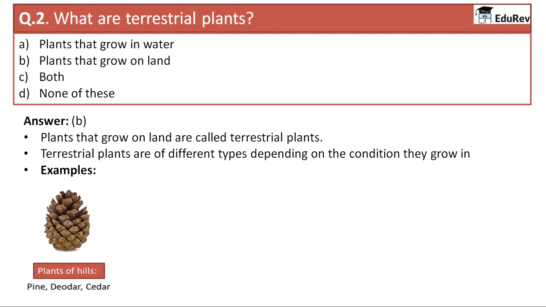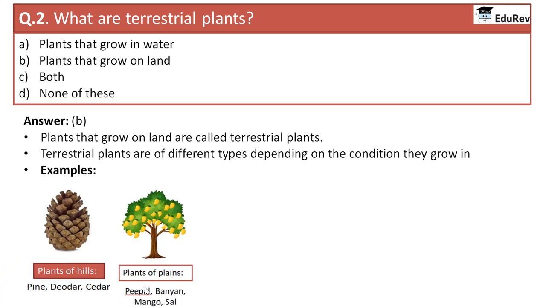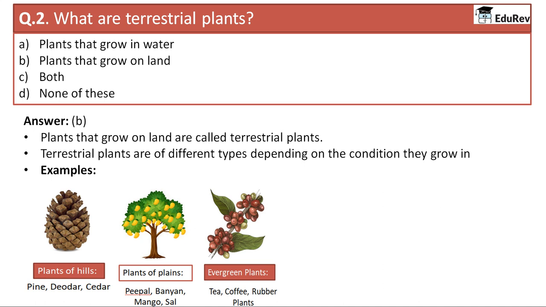The first type of terrestrial plants is plants of hills, which are found on mountains. For example, pine tree, deodar tree, cedar tree, etc. The second type of terrestrial plants are plants of plains, which are peepal tree, banyan tree, mango tree, sal tree, etc. Both of them, plants of hills and plants of plains, are called terrestrial plants because plains are land and hills are land also.